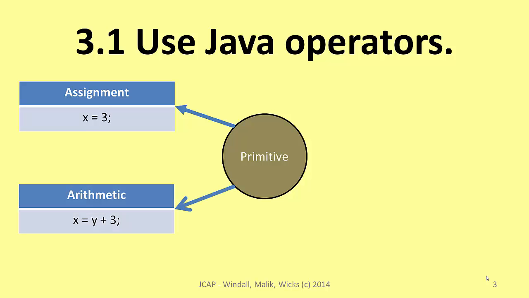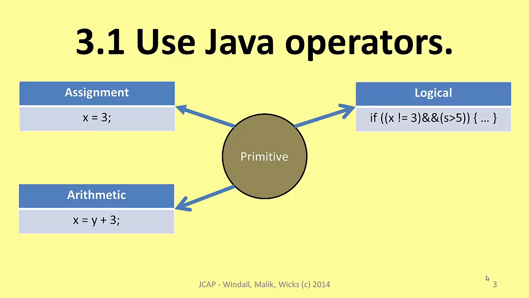We can perform arithmetic. So we can say x is equal to y plus 3. That looks into the contents of the variable y, adds 3 to it, and puts that value into the place of x.